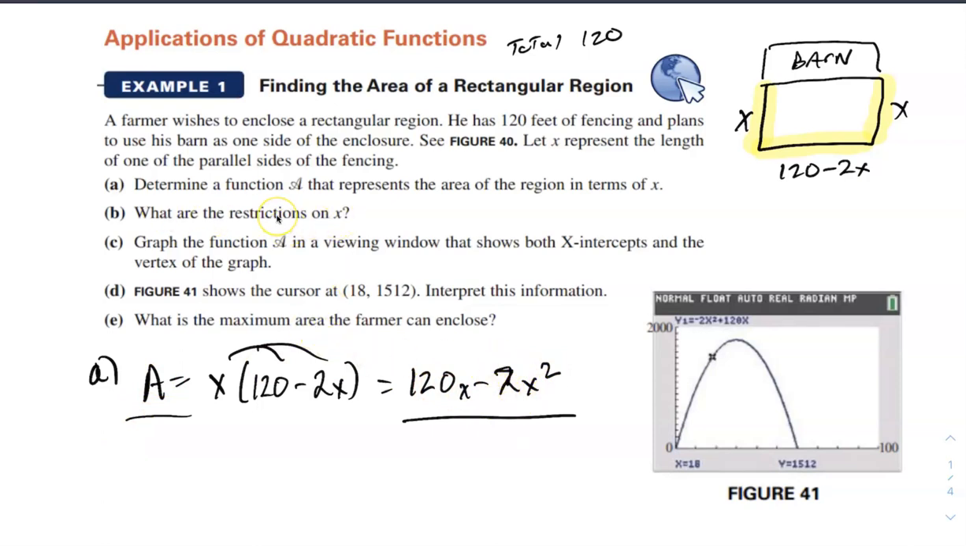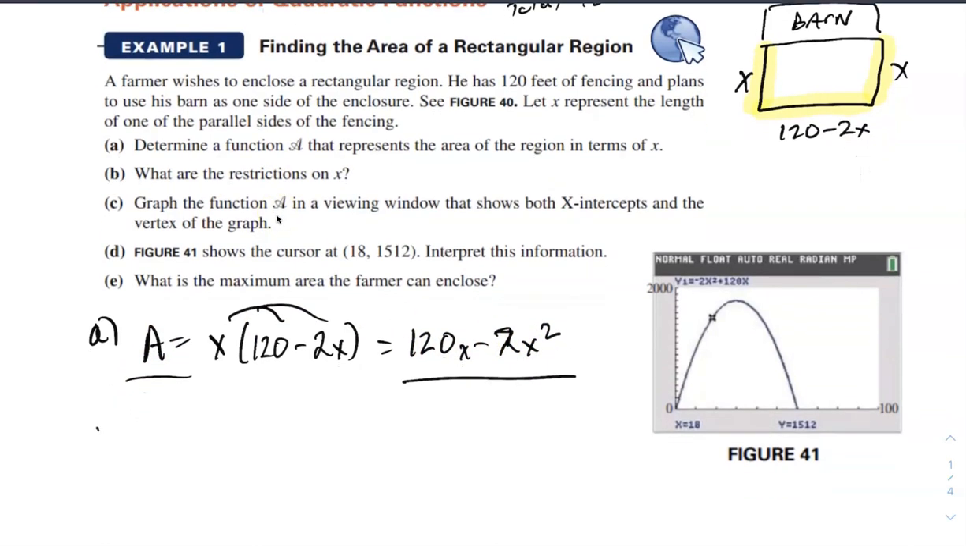What are the restrictions on x? Just saying, what could x not be? Because it's a quadratic, we're probably going to get two answers. What are some bad answers we can't get? Well, really, all it mostly ever is that you can't have a negative number. We can't have a negative side of fencing. So x has to be greater than or equal to 0. Can't have negative fencing.